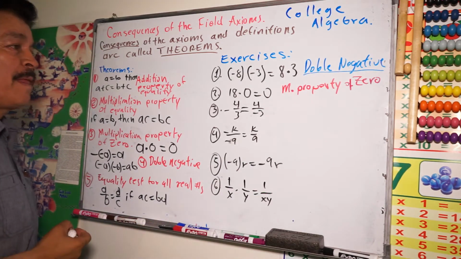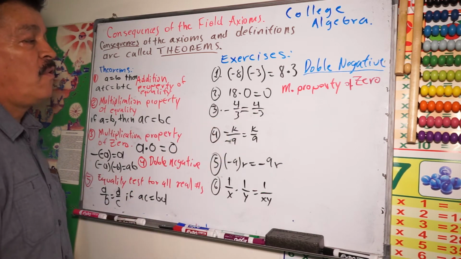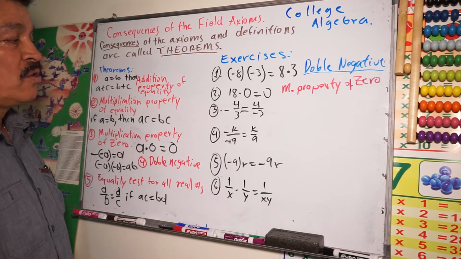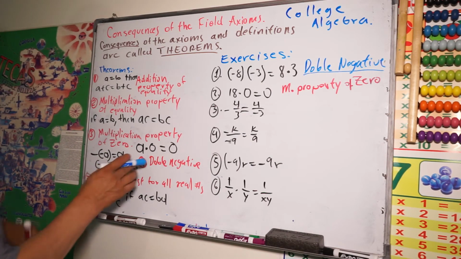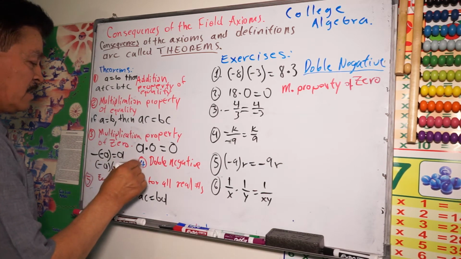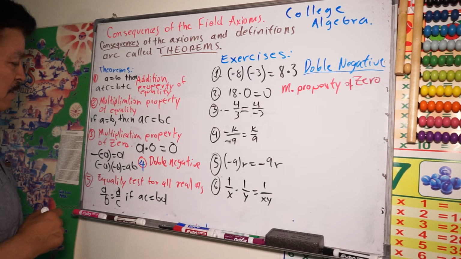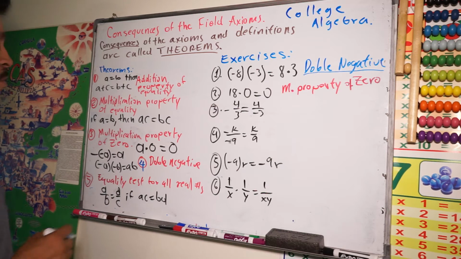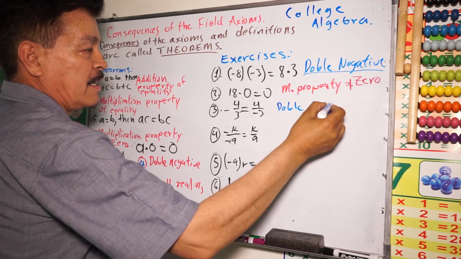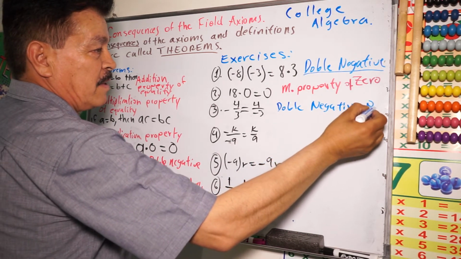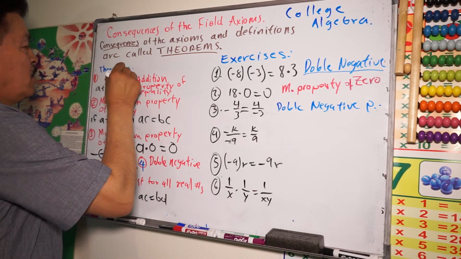Number 3: negative 4 over 3 equals 4 divided by negative 3. Which property are you talking about? You take a look at the properties. Also you have property number 4, which we confused right here. So you have property number 4, the double negative. It's the double negative property, or the theorem. These are called theorems.